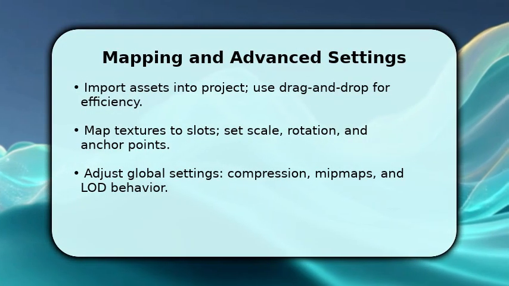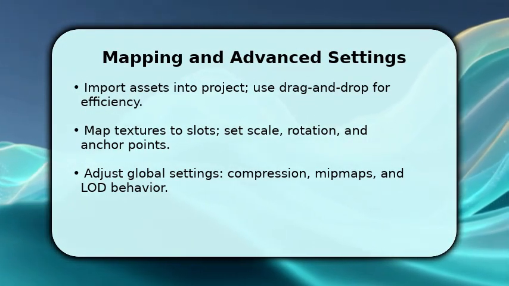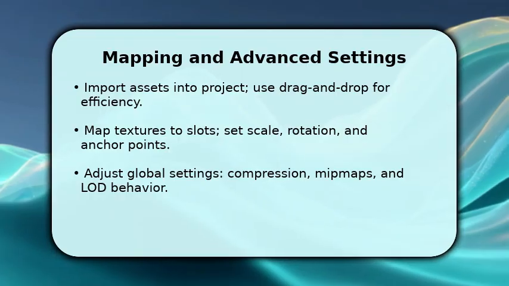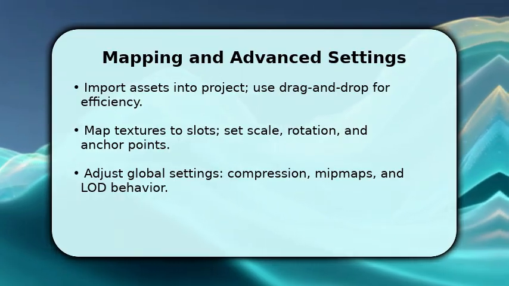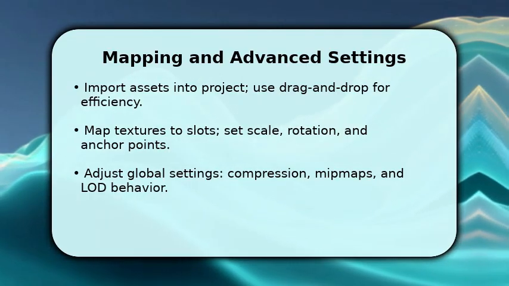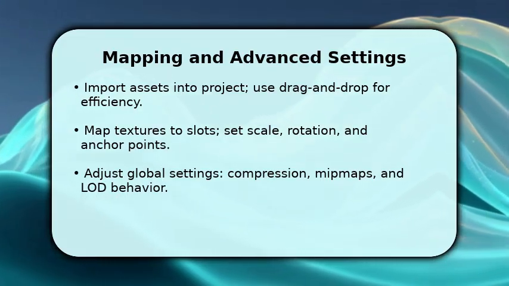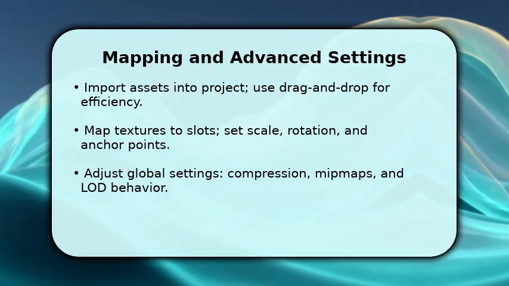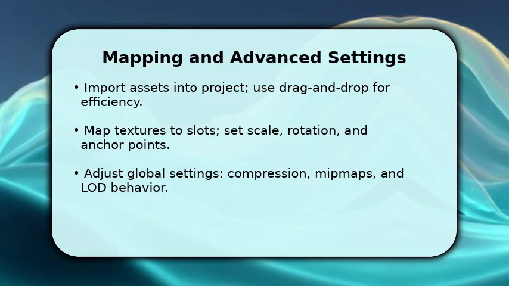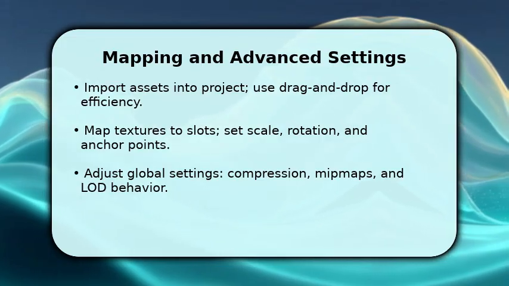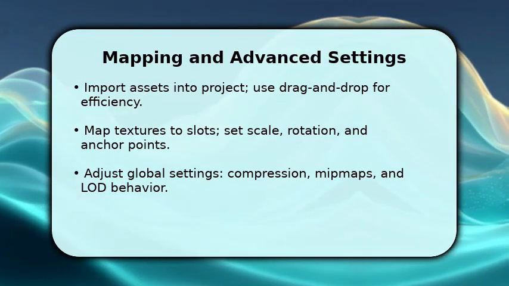Now you map assets to the tool slots. Drag your PNGs into the texture panel and assign them to the corresponding model parts. You need to set scale, rotation, and anchor points so textures align with geometry. Small offsets save hours later. Once mapped, tweak compression, mipmaps, and LOD behavior in the export settings to balance quality versus file size.